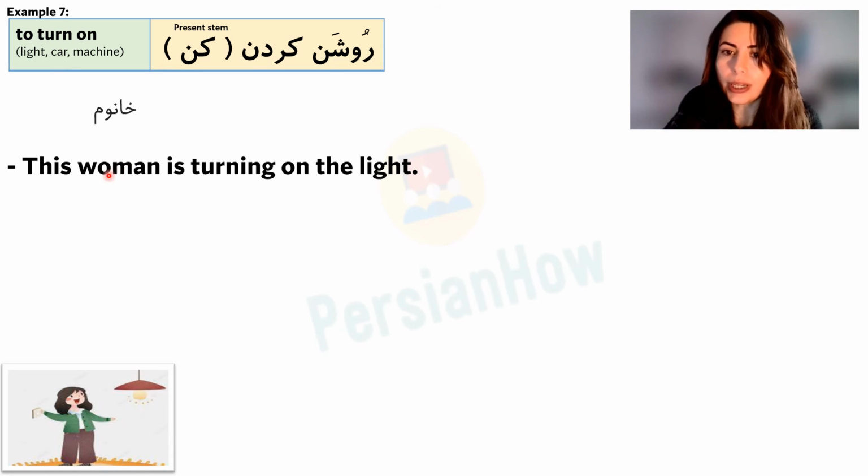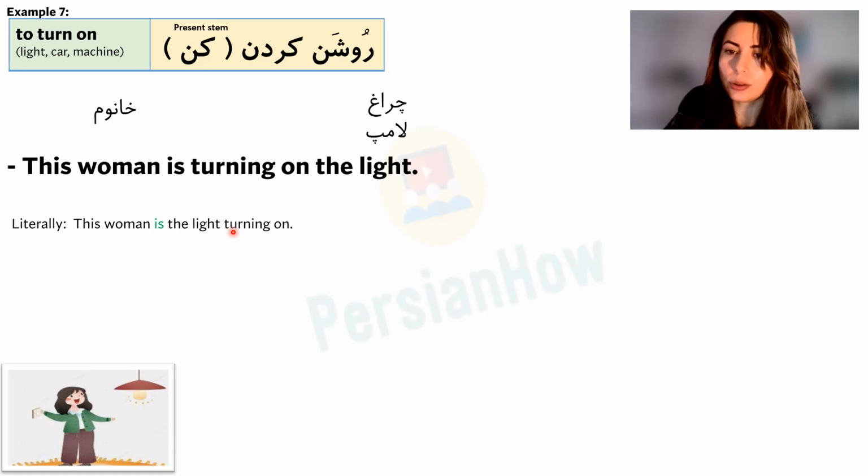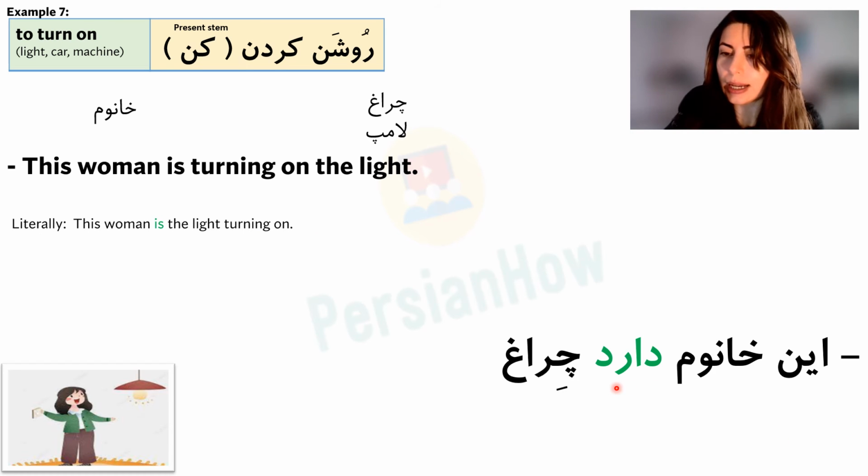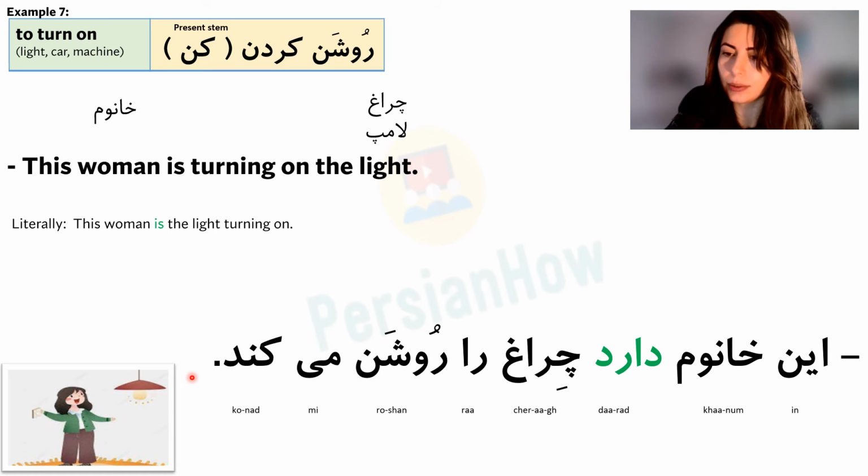Let's go over to the vocab. Woman is خانوم, and then light is چراغ, or lamp. Lamp comes from the word lamp. So literally we need to say this woman is the light turning on. این خانوم دارد چراغ را روشن می کند. One more time. این خانوم دارد چراغ را روشن می کند.